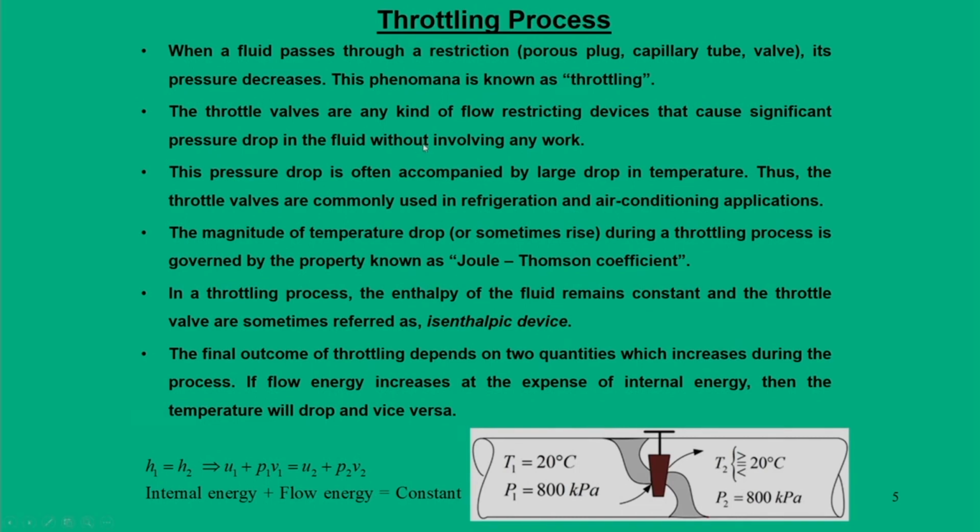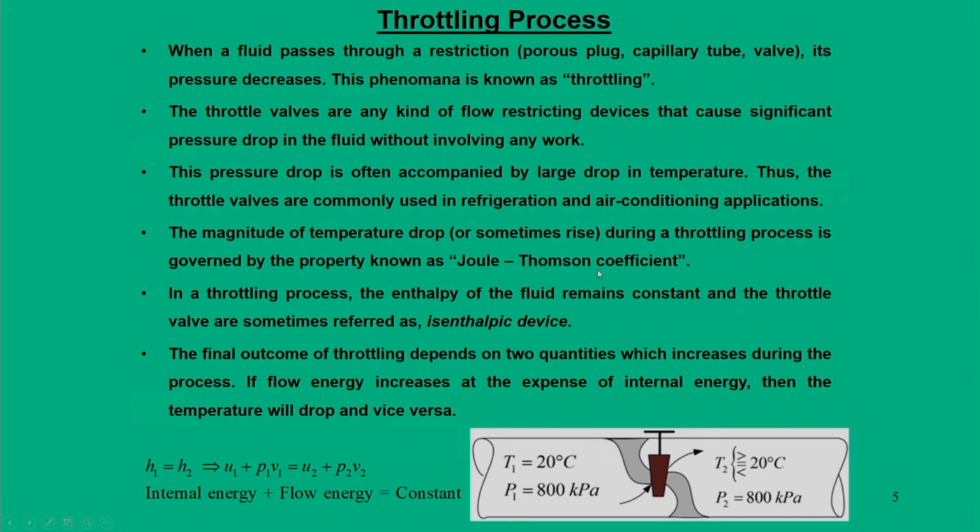Throttling valves are any kind of flow restricting device that causes a significant pressure drop of the fluid without involving any work, and this pressure drop is normally accompanied by a temperature drop. That is the reason the throttling process is a very common phenomenon, and throttle valves are mainly used for refrigeration and air conditioning applications. Now, the question arises: we are saying there is a drop in pressure, but what happens to temperature? Can the temperature always drop or can it increase? That is governed by the Joule-Thomson coefficient.